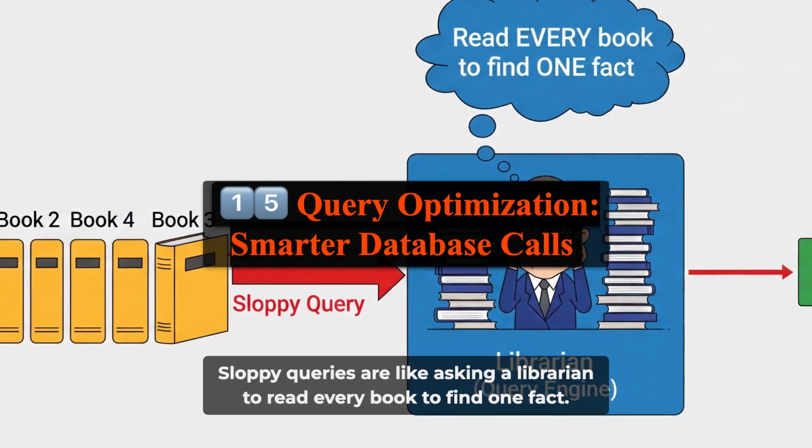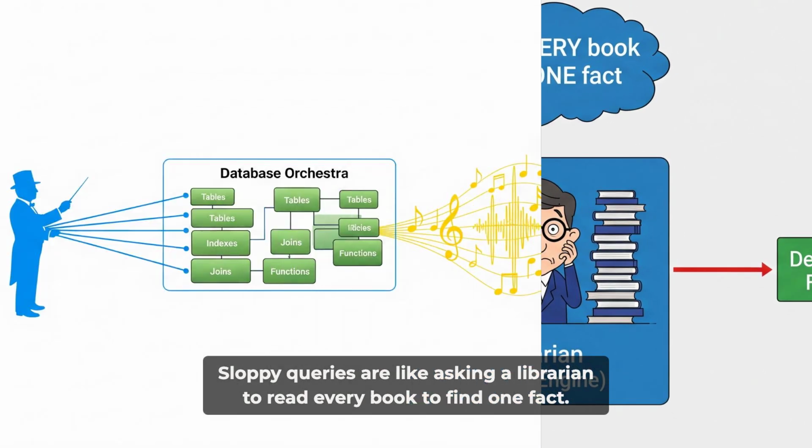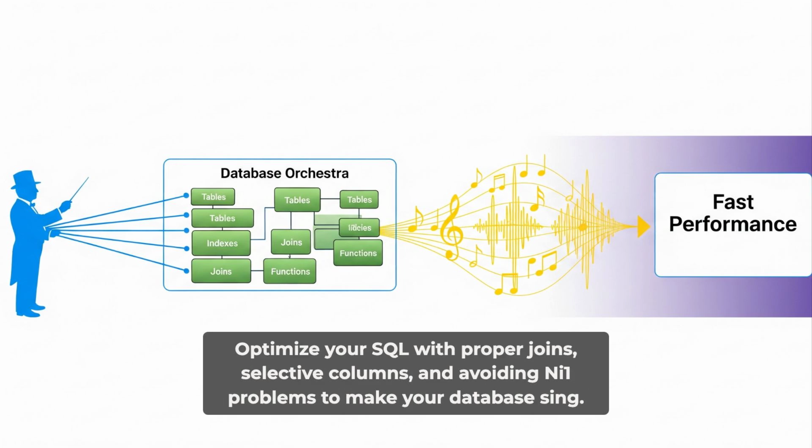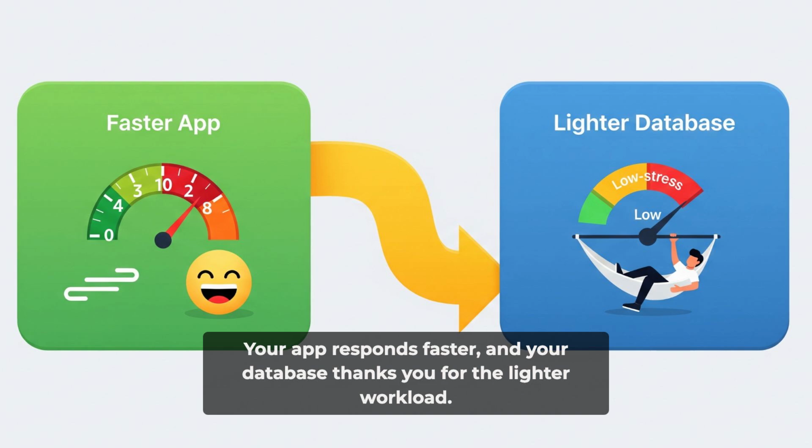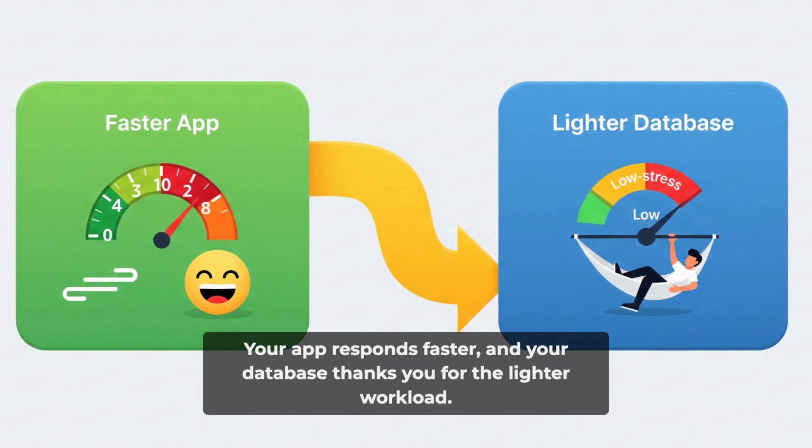Sloppy queries are like asking a librarian to read every book to find one fact. Optimize your SQL with proper joins, selective columns, and avoiding N+1 problems to make your database sing. Your app responds faster, and your database thanks you for the lighter workload.